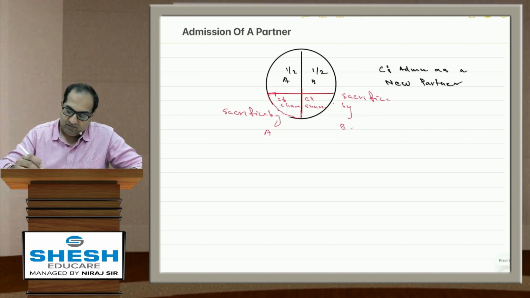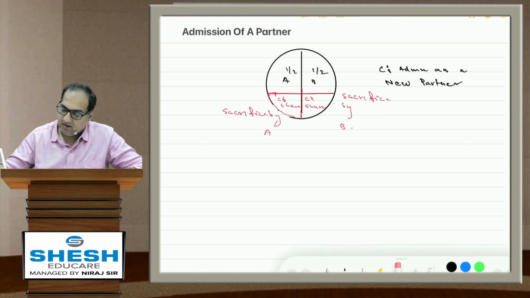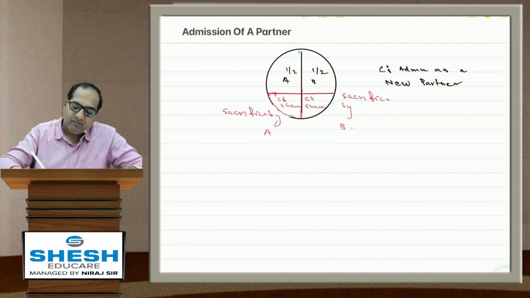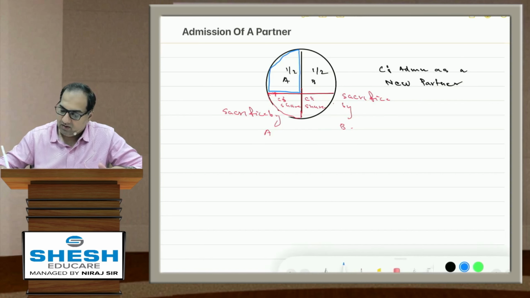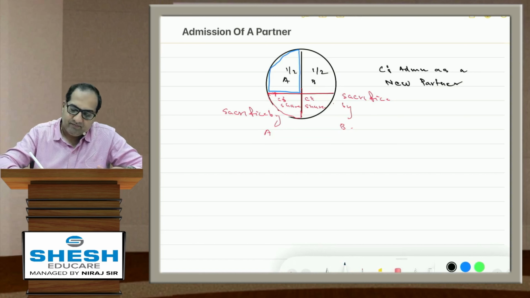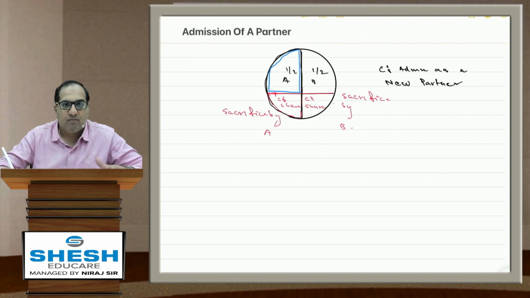Now look, a new portion has been created. This is the share that A will have post admission of C. This was the profit share that was existing between A and B. So that is the partners before admission. So I call them old partners.